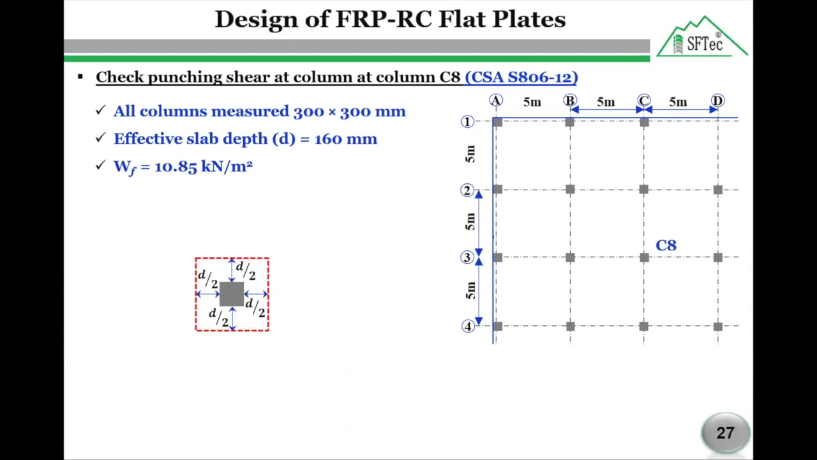The first thing we need to do is to find the critical shear area. The critical shear area is simply located at d over 2 from each column face around the column. As we see here, we have the column 300 by 300. So how to locate the critical shear area? You will go d over 2 from this side, d over 2 from this side, d over 2 from this side and d over 2 from this side. So the side length of the square column equals 300, d equals 160. So the side lengths of the critical shear area equal 460 millimeter by 460 millimeter.